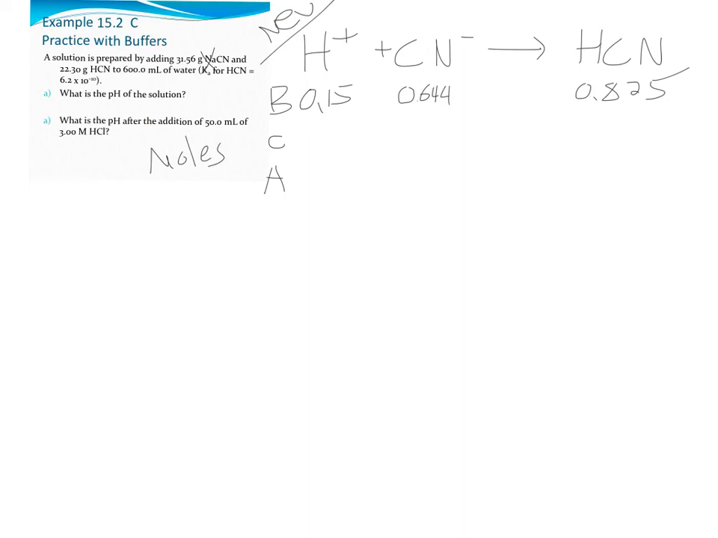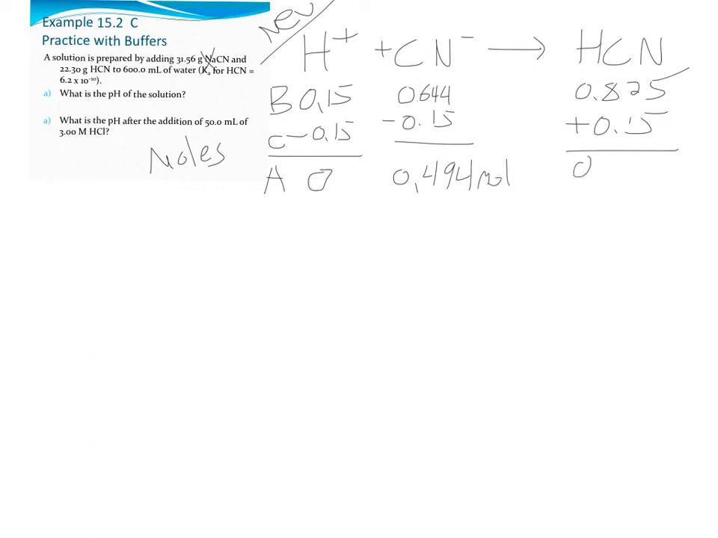So now we have a limiting reactant problem. We can see that they're all going to be 1-to-1 ratios. We can see that the hydrogen is going to go to 0. We subtract 0.15, and then we add 0.15 to the products, and we'll get some new moles. My cyanide is 0.494 moles, and my HCN is 0.975 moles.